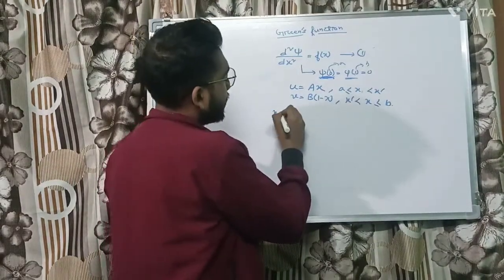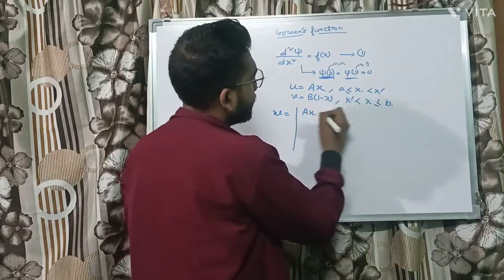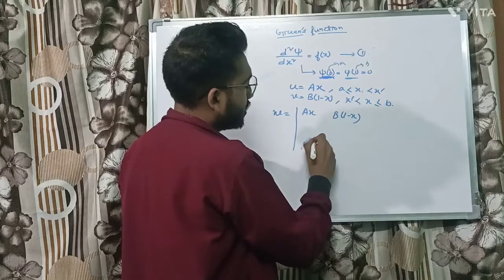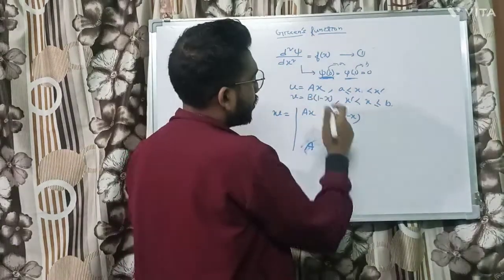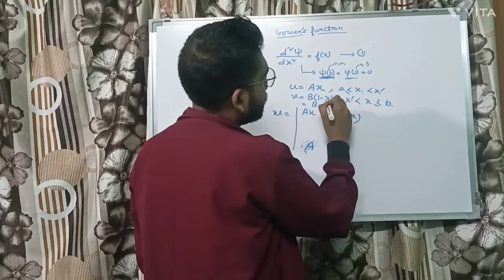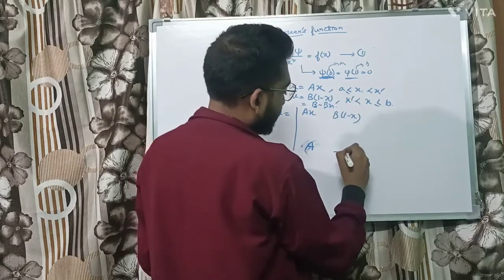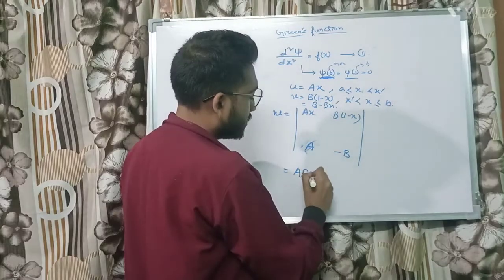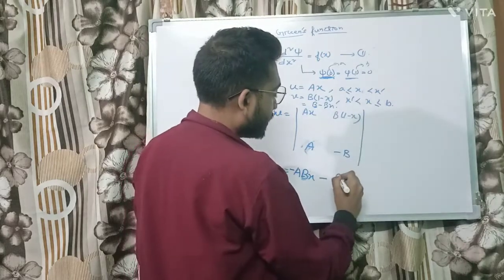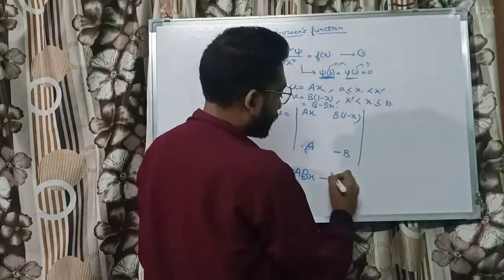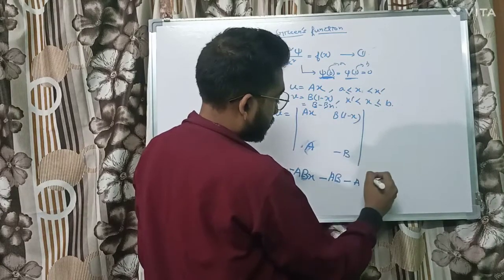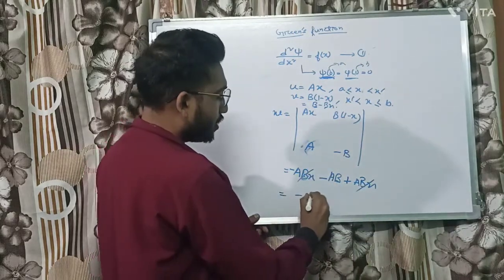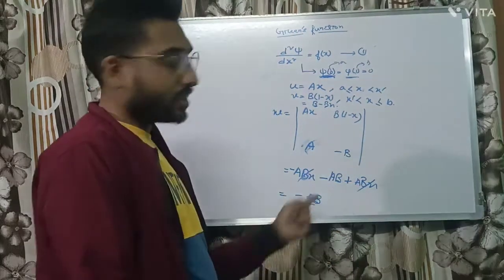So let me evaluate the Wronskian first. The Wronskian will be: u is ax, v is b into 1 minus x, u dash is a, and v dash is b minus bx differentiated, which is minus b. So a into x times minus b, minus abx, plus abx cancels out, and only ab will remain. So this is my Wronskian.